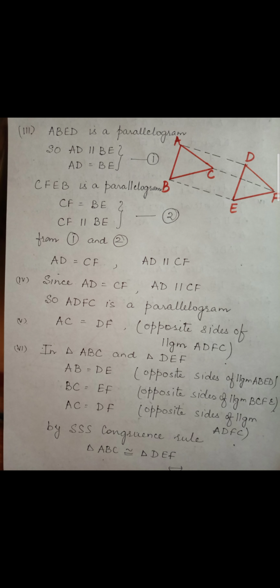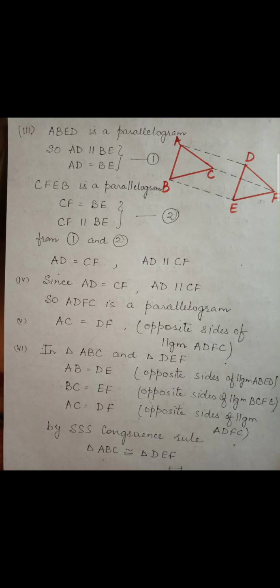We have taken it from the first part. Second part, CFEB is a parallelogram. Then CF is equal to BE, CF parallel to BE. So from equation 1 and 2, AD is parallel to BE, CF is parallel to BE. That means lines parallel to the same line BE are parallel to one another, and lines equal to the same line are equal to one another. That means AD is equal to CF and AD parallel to CF. This is the third part.